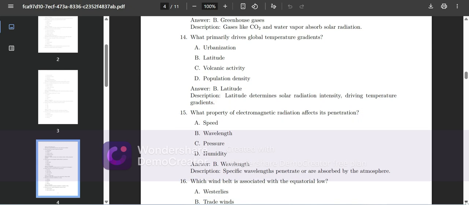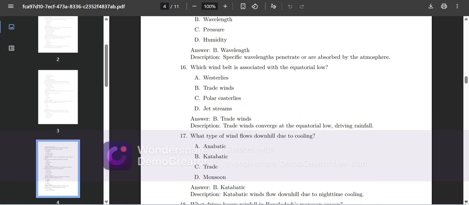What primarily drives global temperature gradients? Latitude. Latitude determines solar radiation intensity, driving temperature gradients. What property of electromagnetic radiation affects its penetration? Wavelength. Specific wavelengths penetrate or are absorbed by the atmosphere.